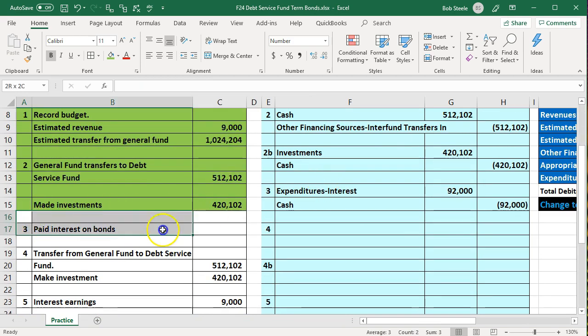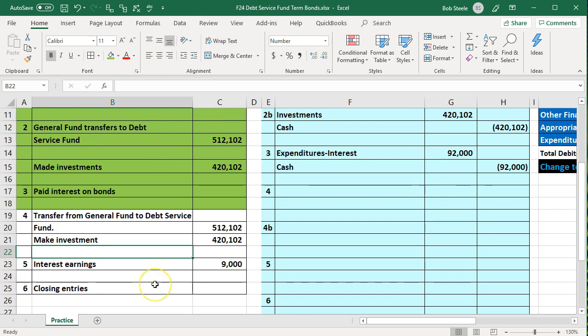I'll go ahead and make this green. So we've completed that. That is now green. Number 4 then says we have a transfer from the general fund to the debt service fund. So now we've got another transfer. It's going to be a standardized process. As we go through this, we've planned this out.